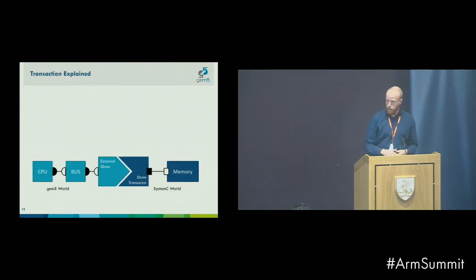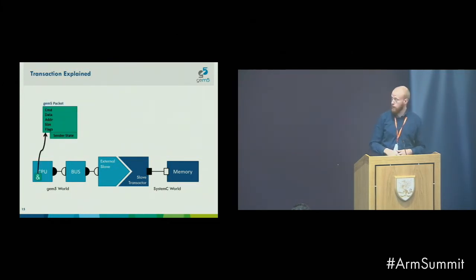Okay, so let's have a look at an example of how this works. We have a very simple system here. We have a CPU simulated in the Gem5 world. Then we have our transactor, and we connect this to a memory simulated in the SystemC world. If you want to send a request now to the memory, what the CPU does is it will create a Gem5 packet, which has some metadata, like a command, data array, address and the size. And then it will forward this reference to the external slave.